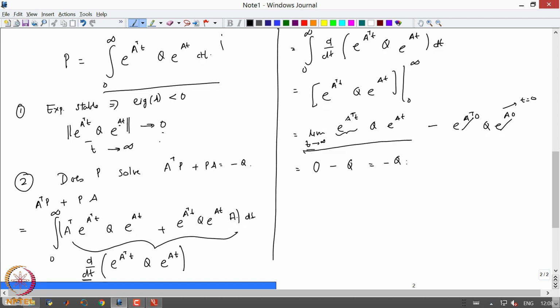Okay. So, what I have shown here is that this P solves this equation. I substitute for P here and I get Q. So, I know now that P, which I defined in this way, actually solves my equation. Now, is that enough? Well, not really. The third step would be to check if P is P transpose and if P is positive definite.